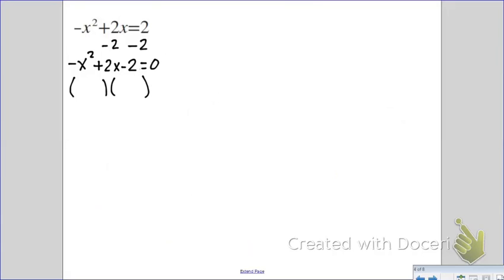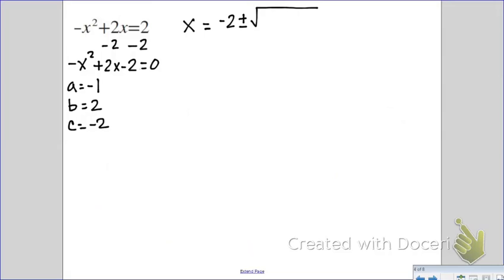The quadratic formula is a sure way to always solve a quadratic equation. So let's identify a. A is negative 1. B is equal to 2. And C is equal to negative 2. So now we're going to start solving. x equals negative b plus or minus the square root of b squared minus 4ac, all over 2a.